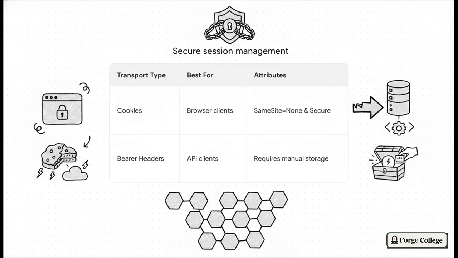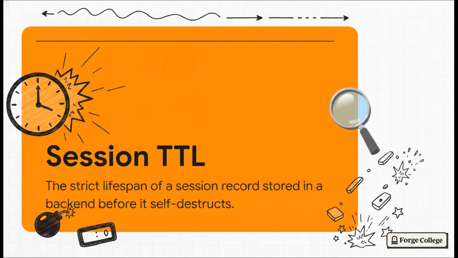Your other option, bearer headers. These are way better for API clients, but they do require you to manually and very carefully handle the storage on the client side. But here's the catch. None of this works without a strict expiration date. And that brings us to session TTL, or time to live.